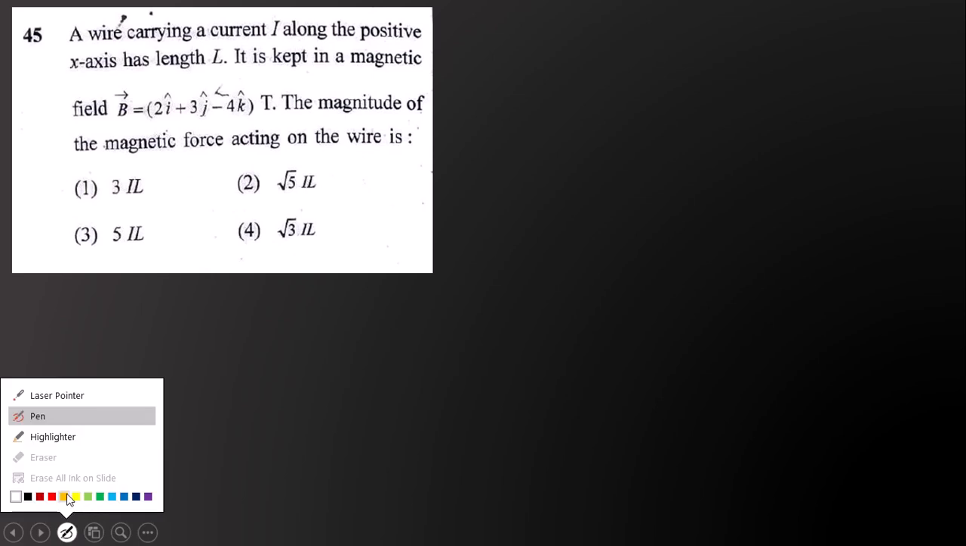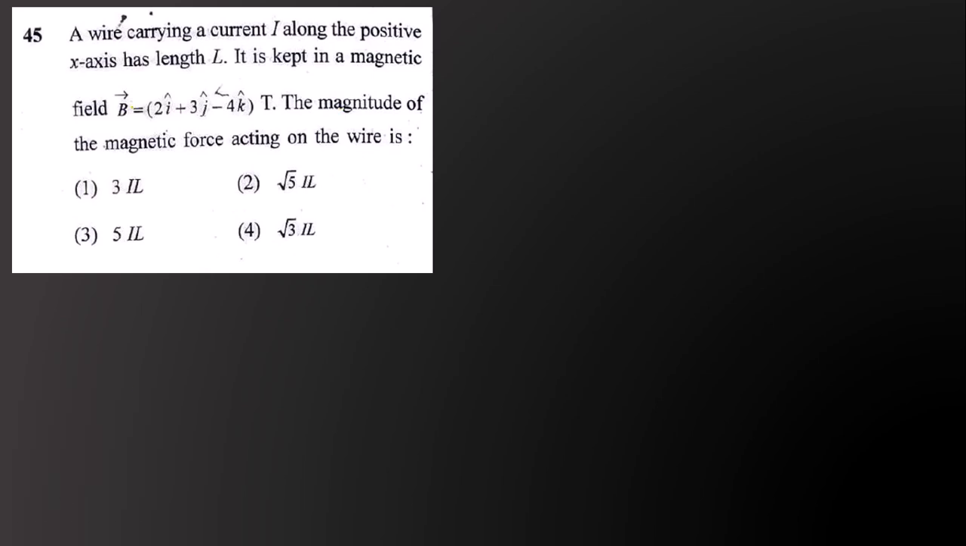Here in this question, the magnetic field is given, and it is mentioned that there is an electric wire which carries some current I. The length L of the current element is I multiplied by L, and the direction of the current element is along the x-axis. X-axis means this i cap is the unit vector, and the magnetic field is given here. So we have to calculate the magnitude of force.